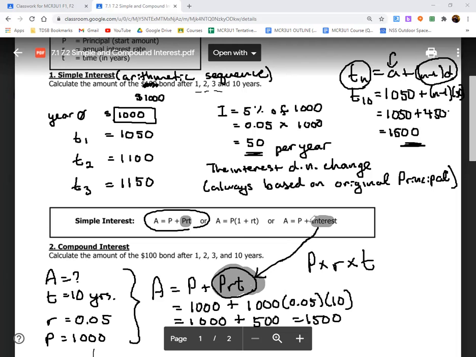So if I ask you, hey, how much is in your bank account? Well, it's 1,500. How much interest did you earn? You can either calculate PRT, or of course you can do a subtraction with $1,000, but I'm just trying to prove a point. Simple interest. We're half done our lesson. Any questions? No? So far, so good?